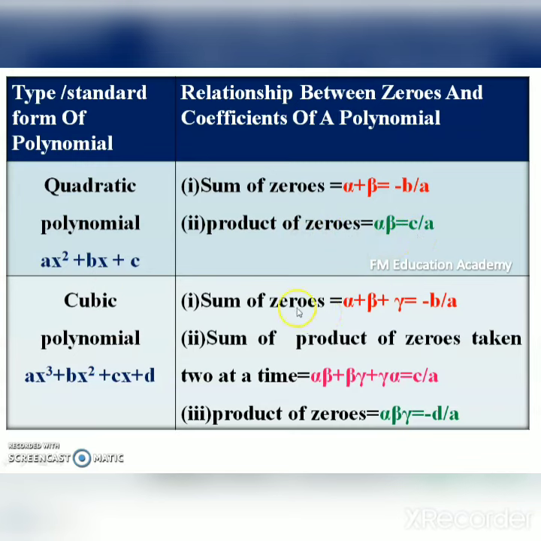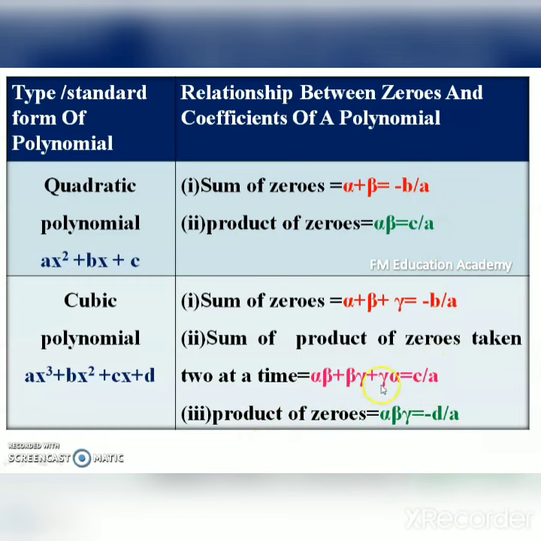Similarly, in case of cubic polynomial, you have sum of zeros, alpha plus beta plus gamma is minus b by a here also. Sum of product of zeros taken 2 at a time, that is alpha beta plus beta gamma plus gamma alpha is c by a. As here we have minus b by a, c by a, here also we will have minus b by a, c by a. Now the last one is product of zeros, that is alpha beta gamma is equals to minus d by a.